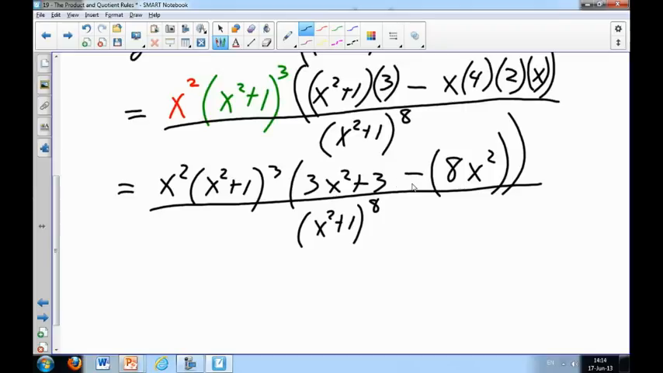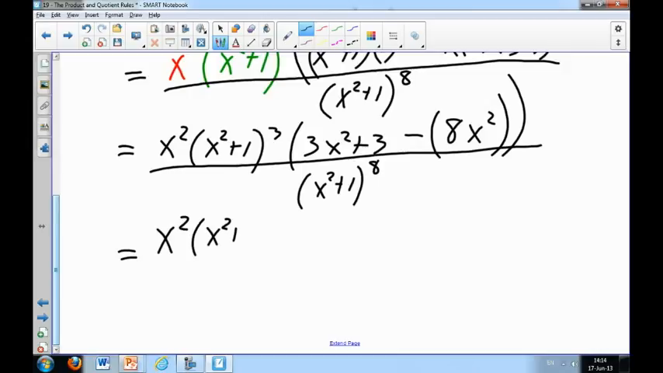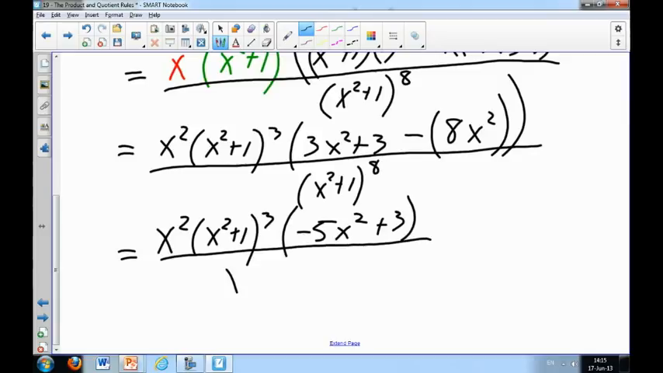So this is going to be x squared times (x squared plus 1) to the 3rd, the 3x squared, and the minus 8x squared. I'm going to apply the minus 8 here, which is going to give us minus 5x squared. And it's going to be plus 3, and there's no x over here, so it's simply plus 3, all over (x squared plus 1) to the 8th power.